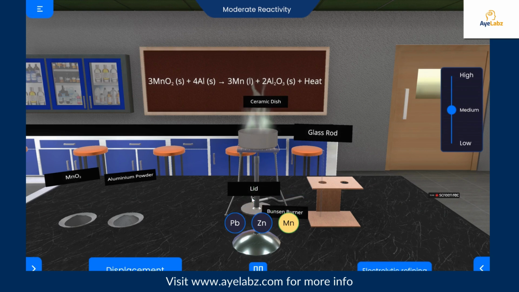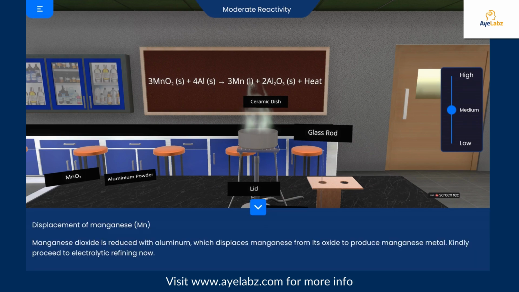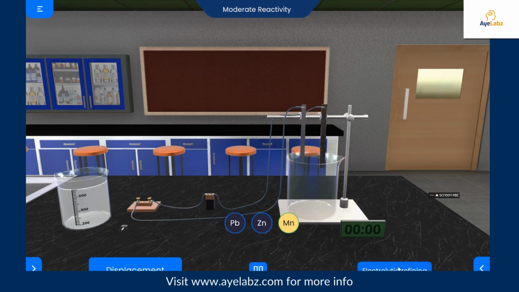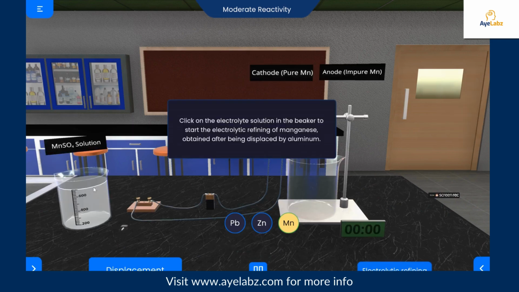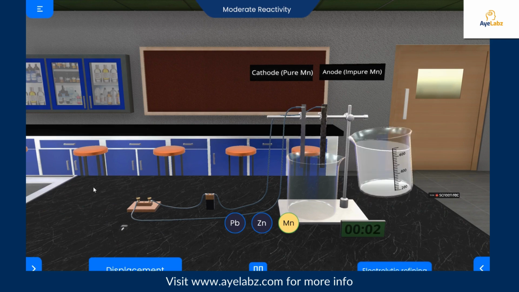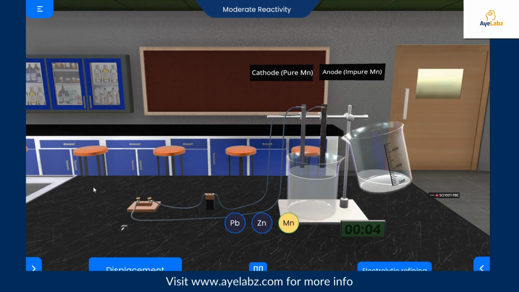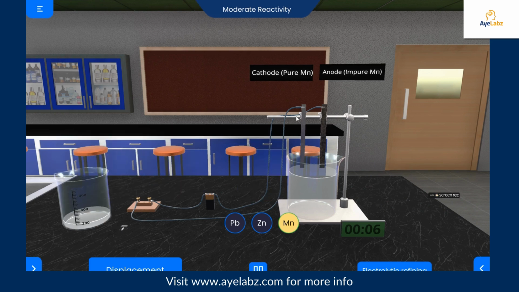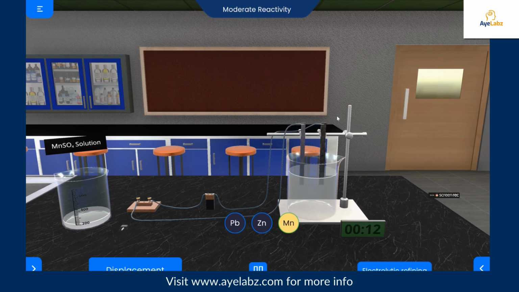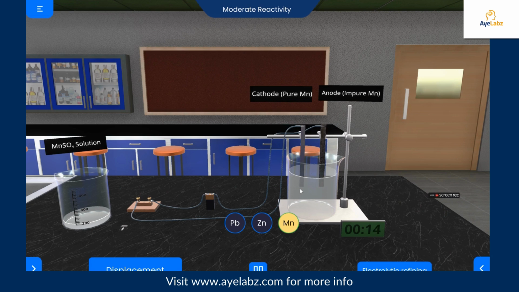Once the displacement reaction is over, you can proceed to electrolytic refining now. For that, we are using manganese sulfate as electrolytic solution, and as usual, pure manganese and impure manganese are taken in the cathode and anode parts.